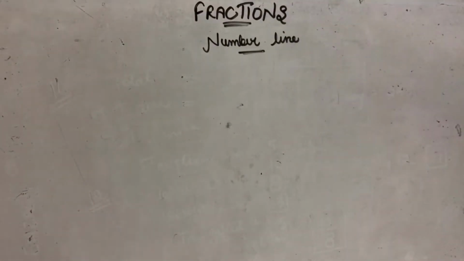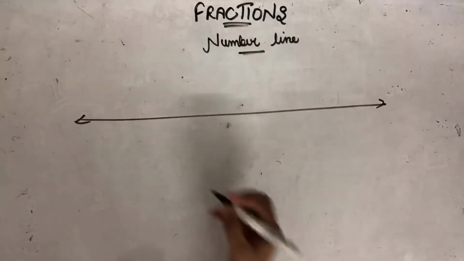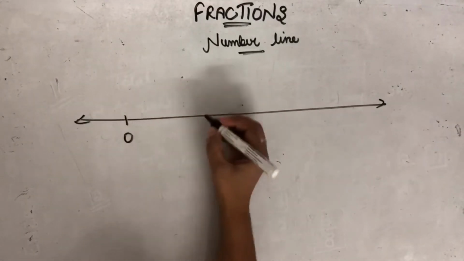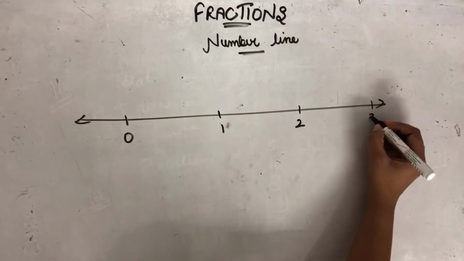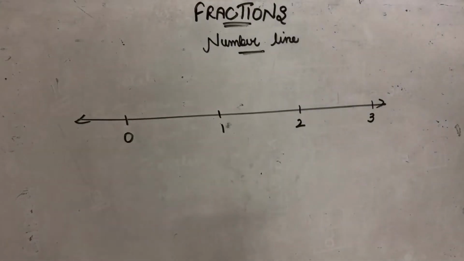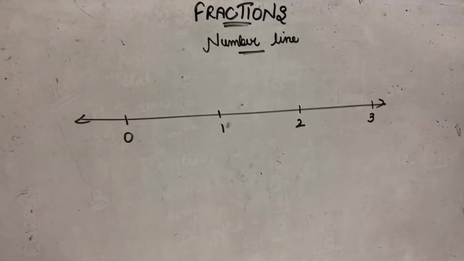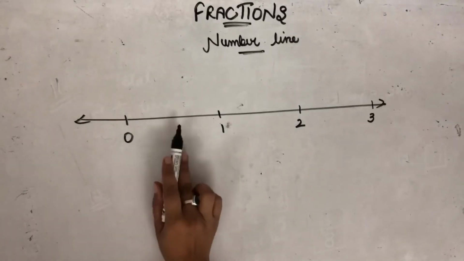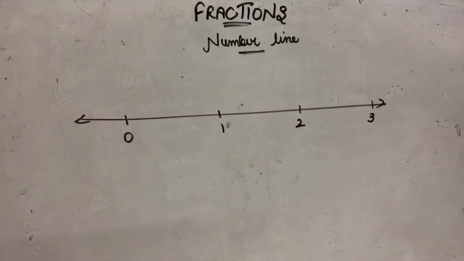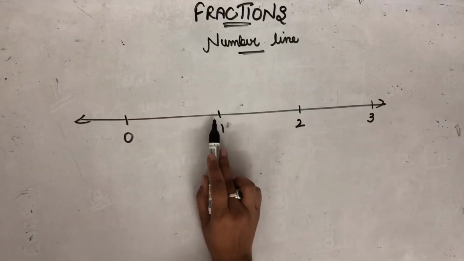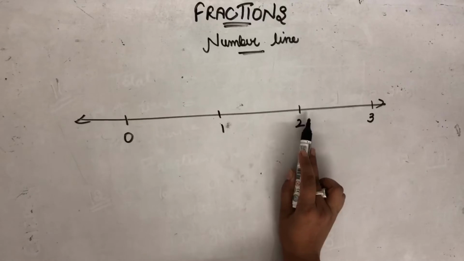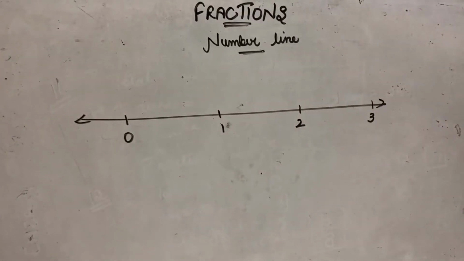So the next topic is representation of fractions on number line. Now this is a number line. Let's say it's starting from 0 from here, 1, 2, 3 and so on. First thing you have to keep in mind while drawing a number line is that it should be divided into equal parts. Like the distance between 0 to 1 should be same as that of 1 to 2 and 2 to 3. So you have to divide them into equal parts.